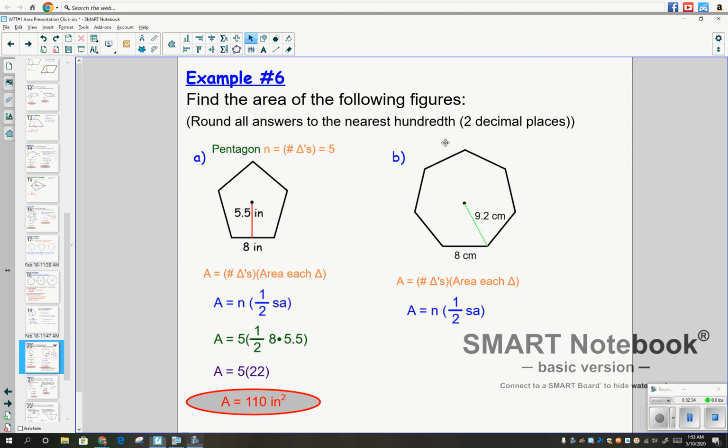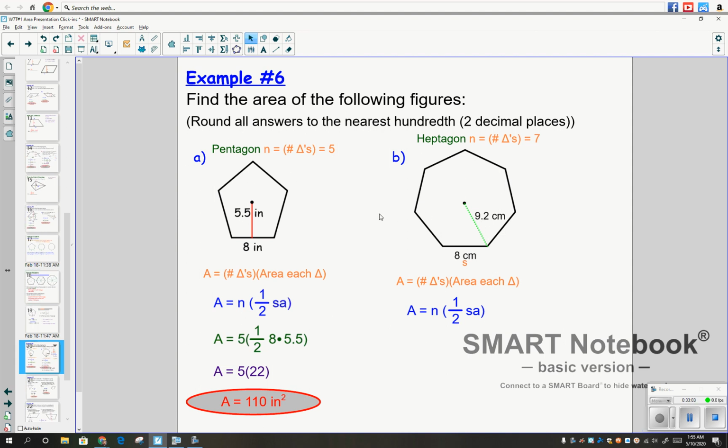What type of figure is this? How many sides are there? 1, 2, 3, 4, 5, 6, 7. This is a heptagon. It's a heptagon because it has 7 sides. So I'm going to have 7 triangles here. What's the length of each side? It's 8. Is 9.2 my apothem?